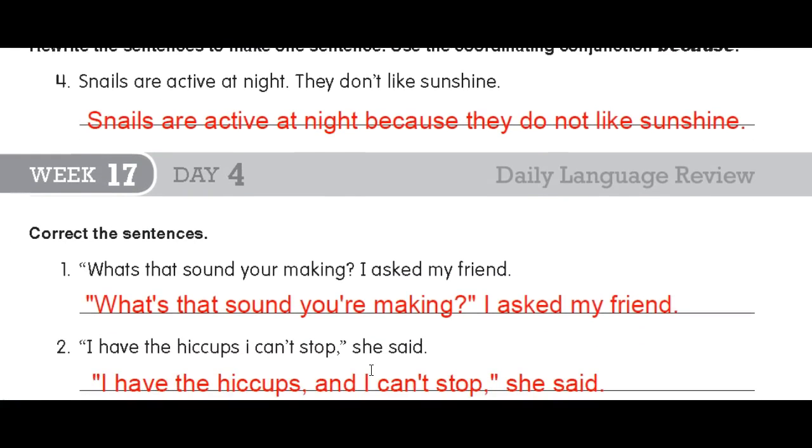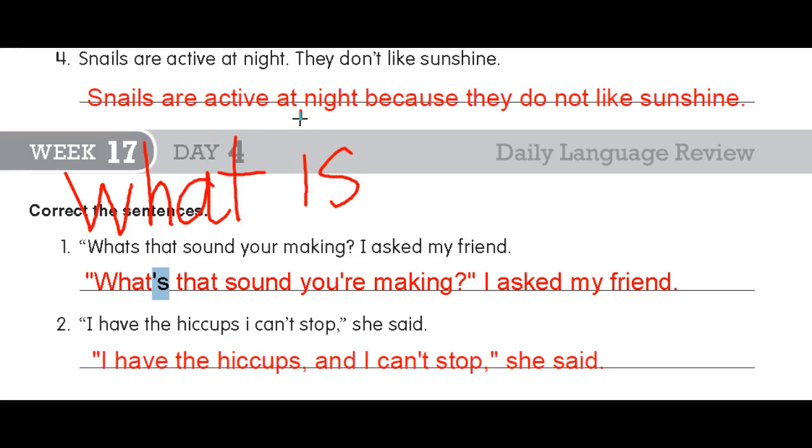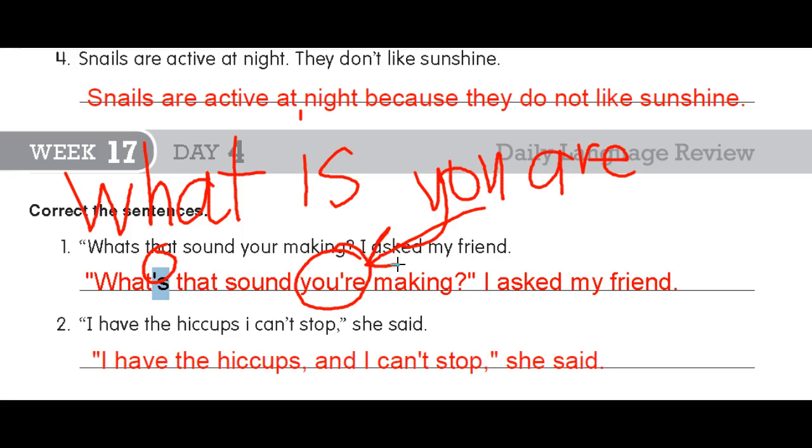Okay, what's that sound you're making? Okay, so we need an apostrophe S because that actually stands for "what is that sound you're making." So the "what's" really means "what is," but it only means "what is" if you remember the apostrophe. What's that sound you're making? Okay, "you're" here. You want to say "you are." So you can either say "you are" or you can say Y-O-U apostrophe R-E. And since it's a question, we need to put a question mark, then the quotation marks.